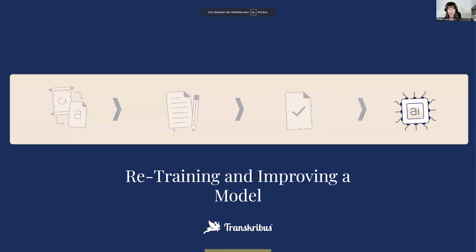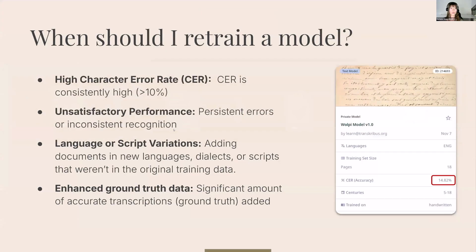And now we'll have a look at retraining and improving a model. This is necessary when you have trained your first model. And as Sarah also mentioned before, only looking at the CER is a good indicator, but you always have to test the model and see if it works well. So again, if the character error rate is consistently high and over 10%, we do recommend to retrain a new model. And of course, if you're not happy with the performance.